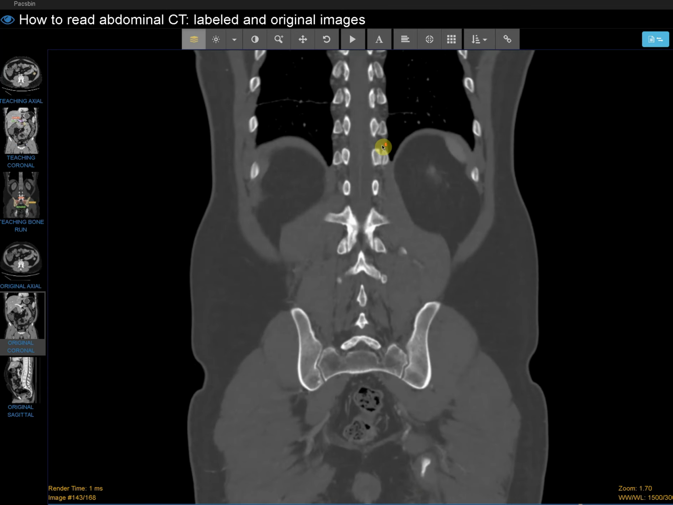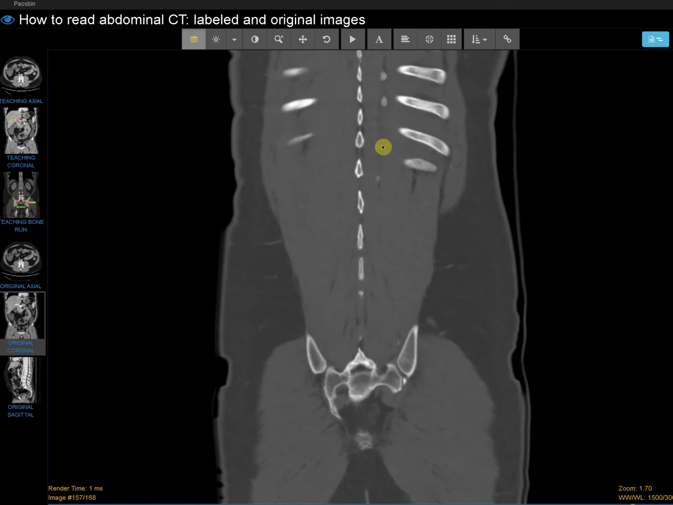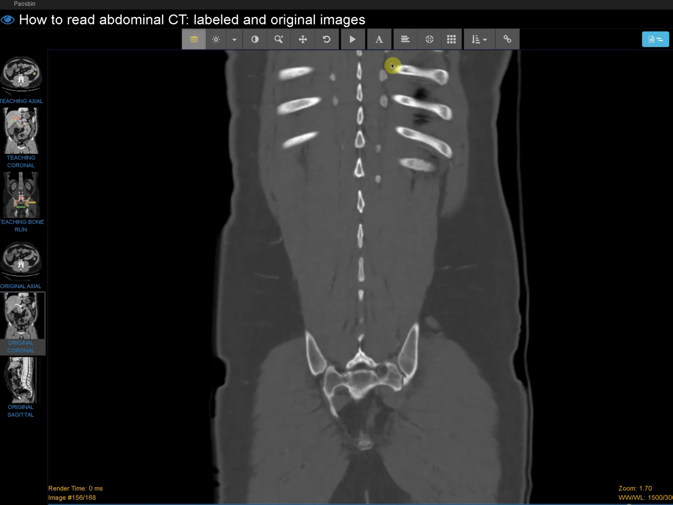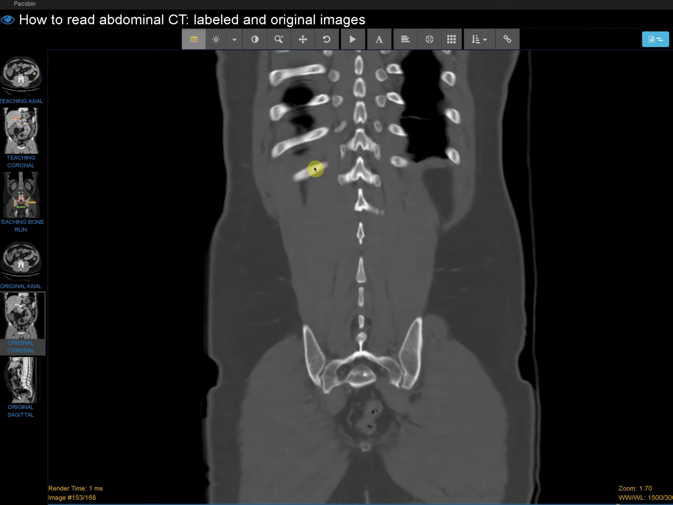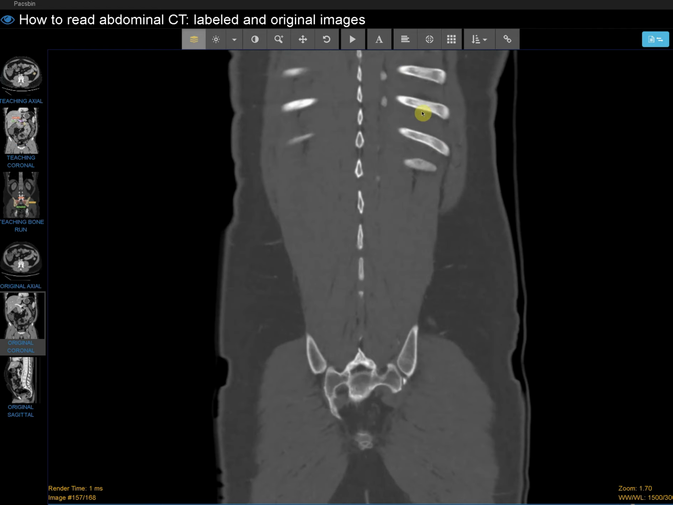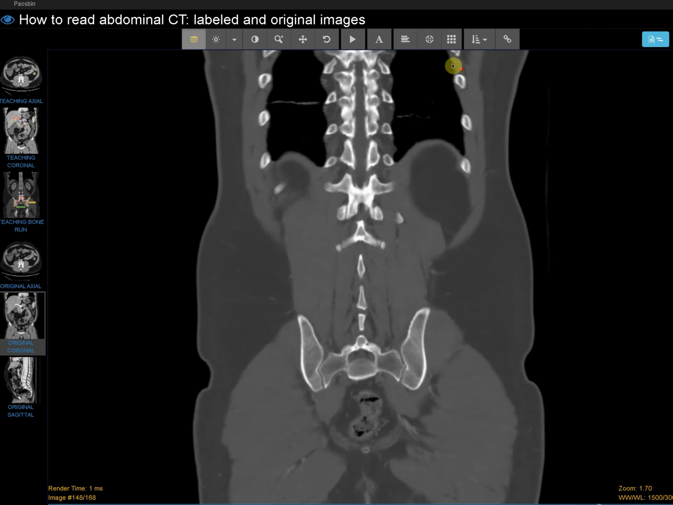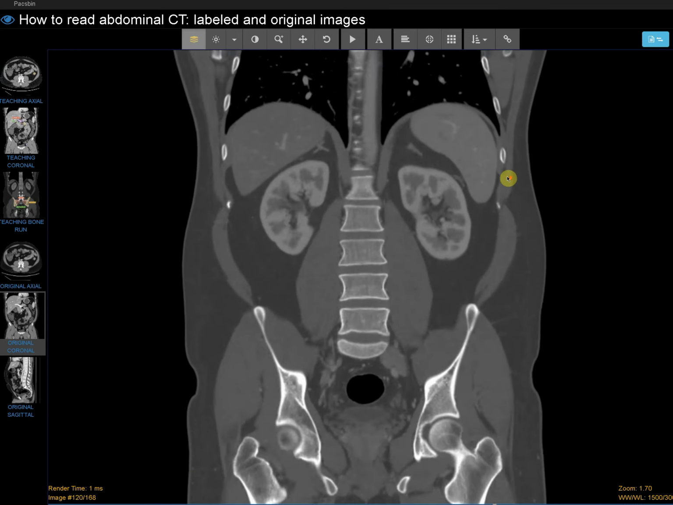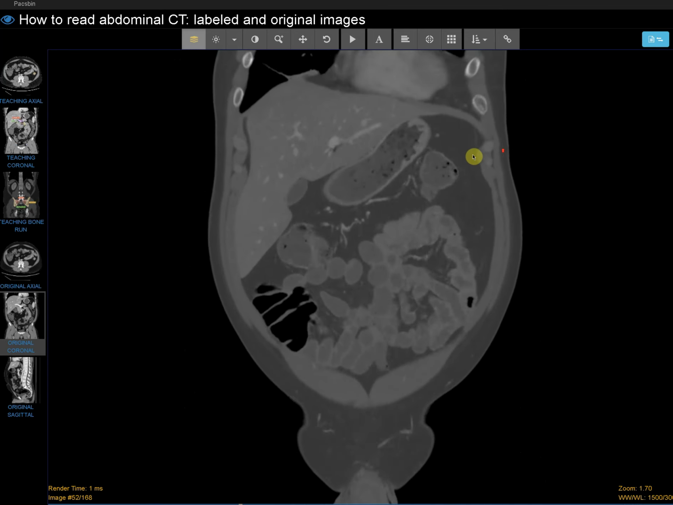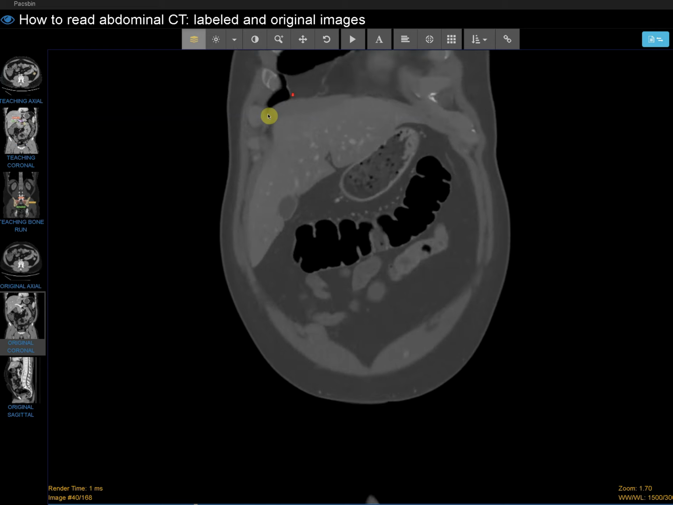With ribs, unless I'm specifically looking for a rib fracture or some rib pathology, I like to look at them grossly. For example, here, see how we see a bunch of different ribs on the same image. So let's look at the left-sided ribs and just come out and sort of pay attention to each rib and go on the other side.